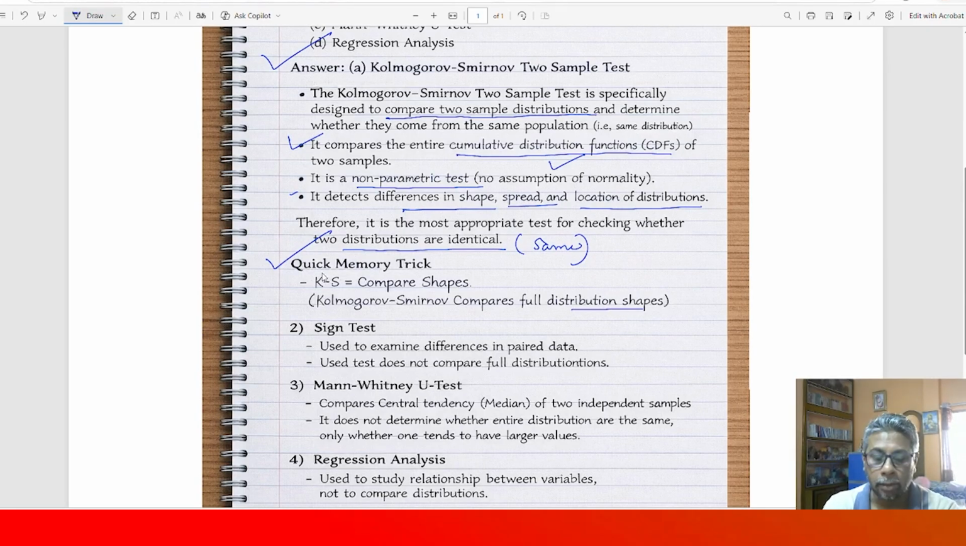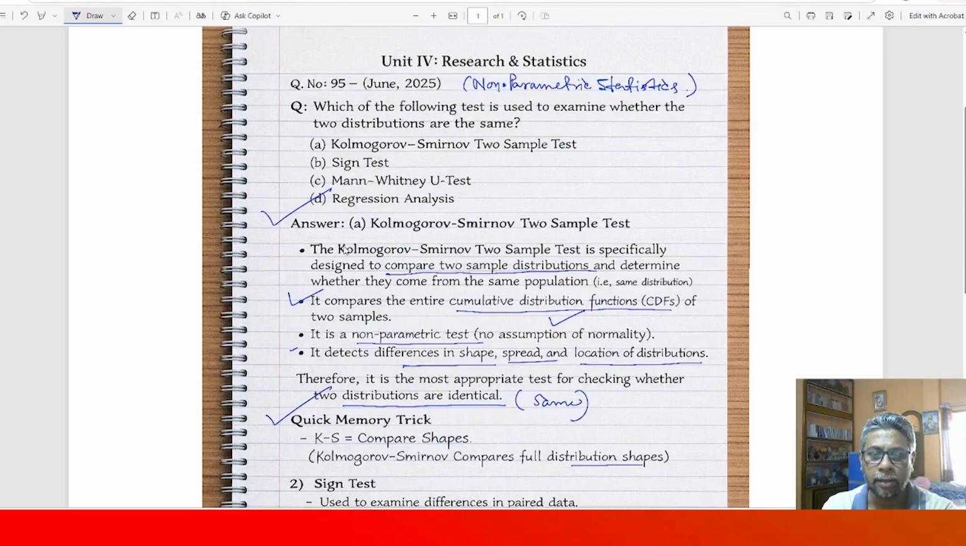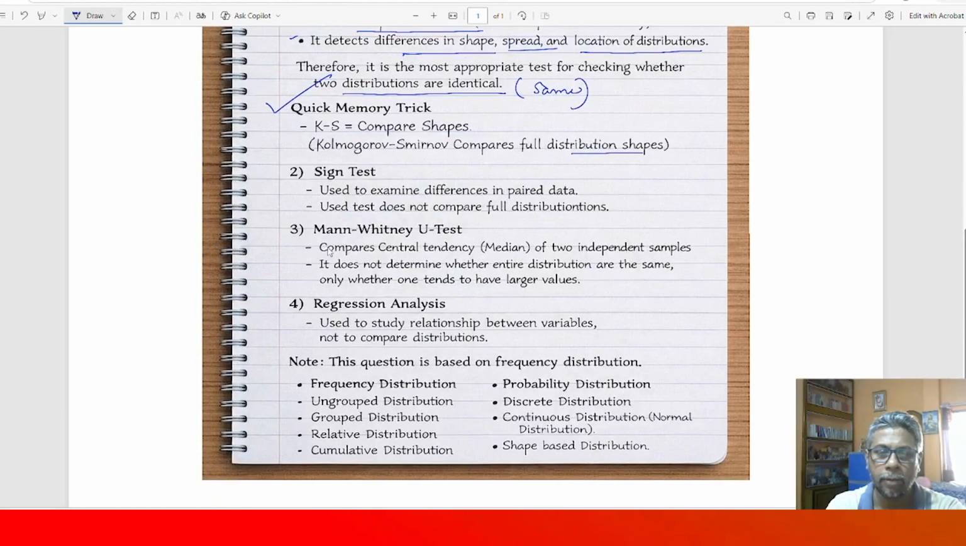Second, try to understand the other tests: sign test, Mann-Whitney test, and regression analysis. What is the sign test? The sign test aims to examine differences in paired data. Paired data means related data. It does not compare the full distribution.